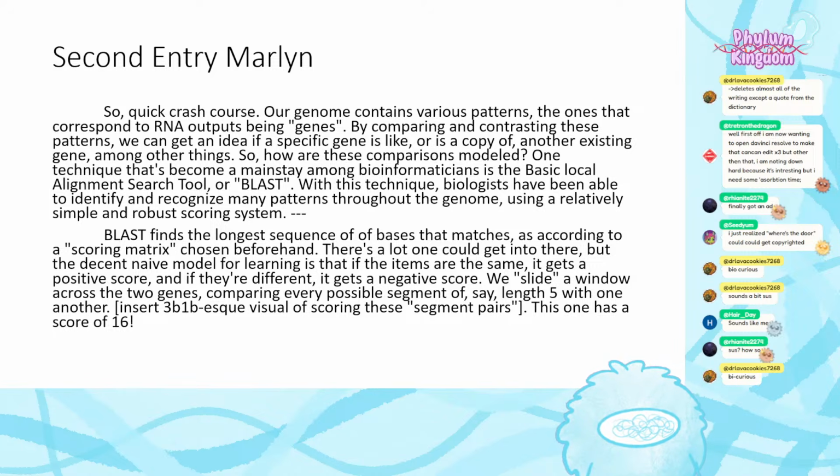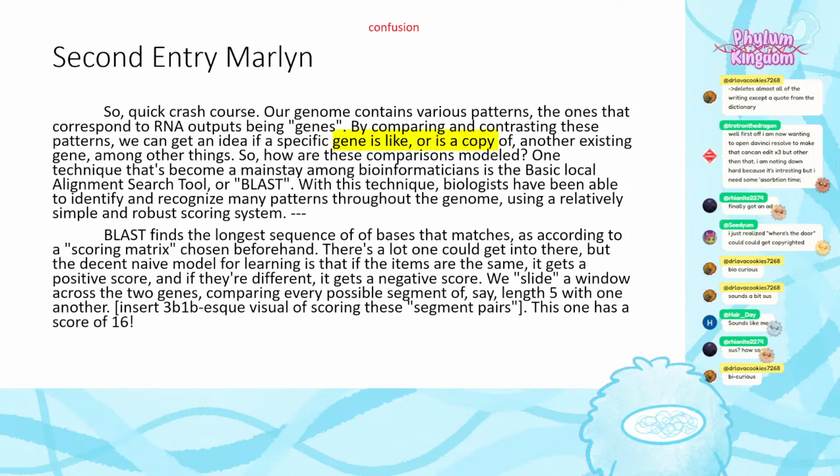Is the basic local alignment search tool, or BLAST. With this technique, biologists have been able to identify and recognize many patterns throughout the genome using a relatively simple and robust scoring system. BLAST finds the longest sequence of bases that matches according to a scoring matrix chosen beforehand. There's a lot one could get into there, but the decent naive model for learning is that if the items are the same, it gets a positive score, and if they're different, it gets a negative score. We slide a window across the two genes, comparing every possible segment of, say, length 5, with one another. This one has a score of 16.